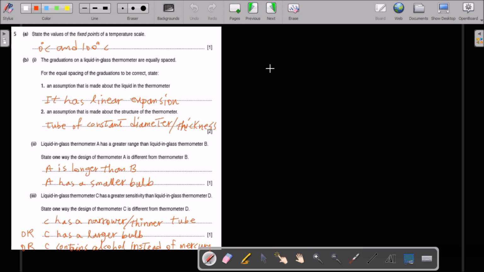Liquid in glass thermometer C has a greater sensitivity than liquid in glass thermometer D. State one way the design of thermometer C is different from thermometer D. So you can say that C has a narrower or thinner tube, or you can say that C has a larger bulb, or you can say that C contains alcohol instead of mercury. So alcohol is more sensitive compared to mercury, that's why you can write one of them. So if you write C has a narrower tube, you can get 1 mark. Or if you write C has a thinner tube, you can get 1 mark. Or has a larger bulb.